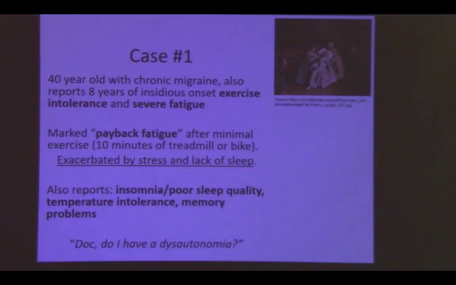So let me give a couple of patient examples to illustrate some of these relationships. This is an individual, she has had chronic migraine now for about 15 years. She's had about half of that time just progressive difficulty with exercise and severe fatigue, even between periods of exercise. She gets something she calls payback fatigue, where when she engages in activity or exercise of any kind, she gets a more severe form of fatigue and debility after that activity. And she finds that the more stress she is under, or the more sleep deprived she is, the worse this payback fatigue can be for her.